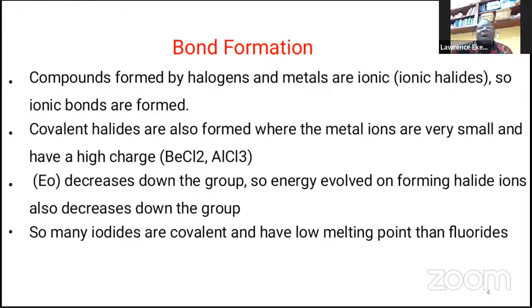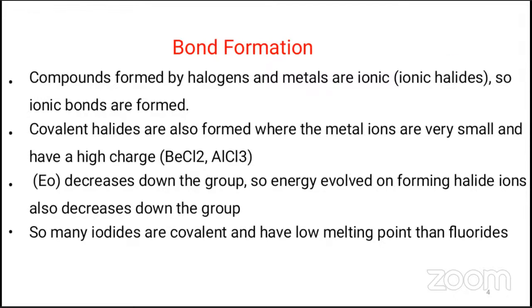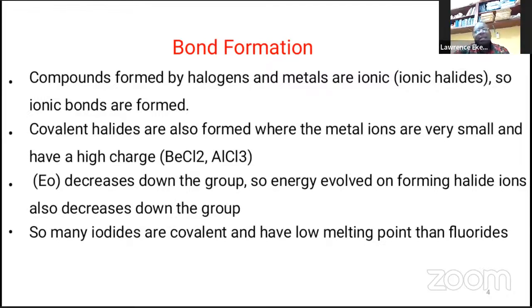But they also have the ability to form covalent bonding with some metals that have a high charge, and the metal ions are small. Examples of this are beryllium and aluminium. Beryllium and aluminium form covalent bonding with the halogens. The reason is that the metal ions are very small in size and they have a higher charge.